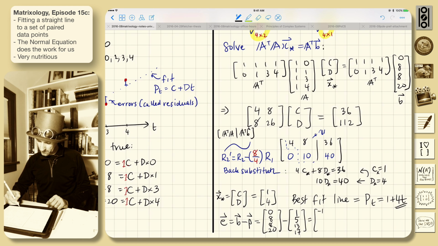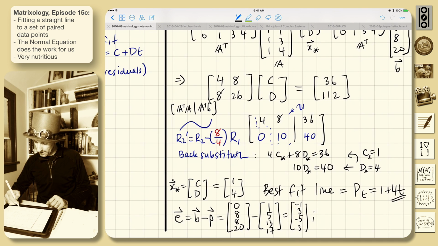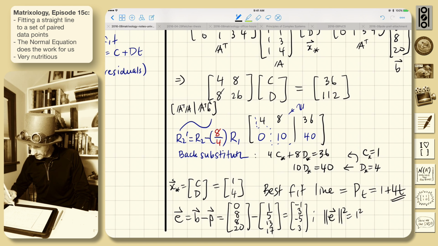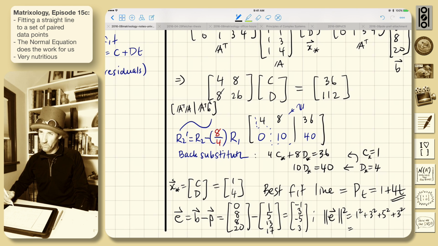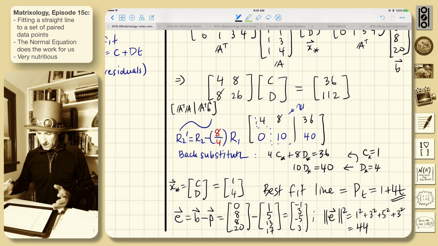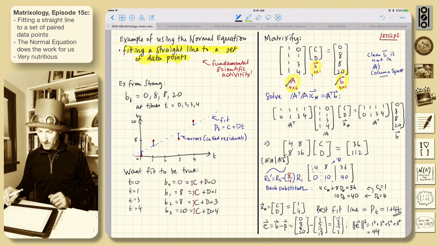Right, so we get minus 1. It undercounts it there. At 3, it's too many here. Minus 5 and 3. And then we can think about the error squared, right? So what's the magnitude of it? So it's 1 squared plus 3 squared plus 5 squared plus 3 squared, which is 44. So there's a 1 plus a 9 plus another 9, so it's 19 plus 25, it's 44. That's a useful thing. So this is a gauge of how bad it is, right?